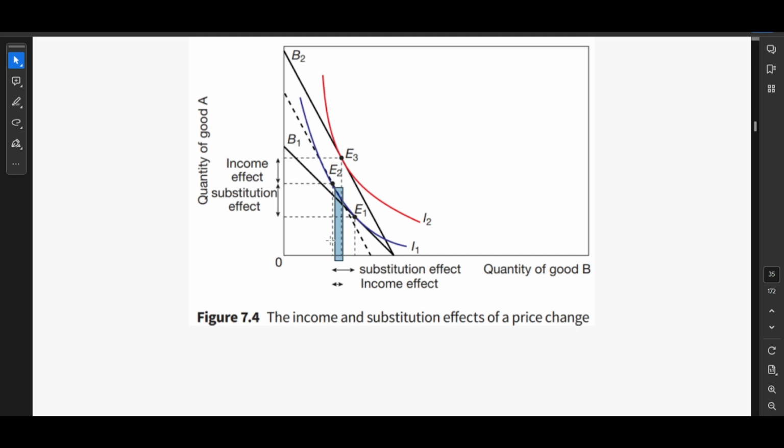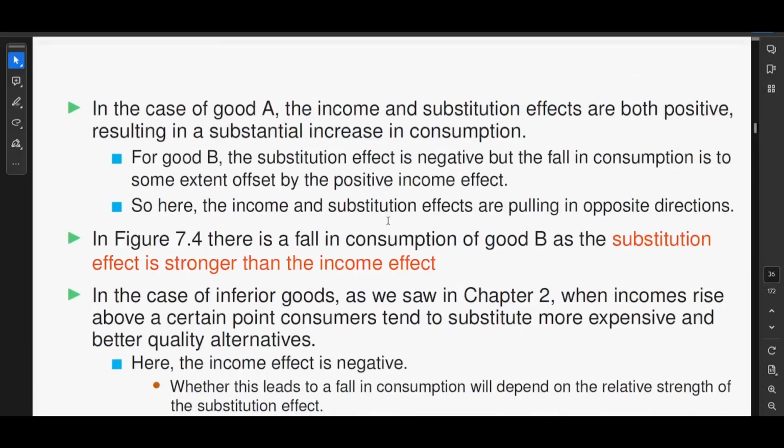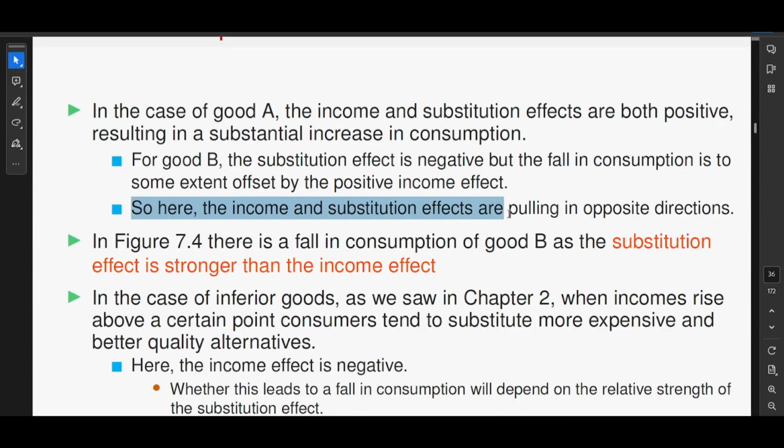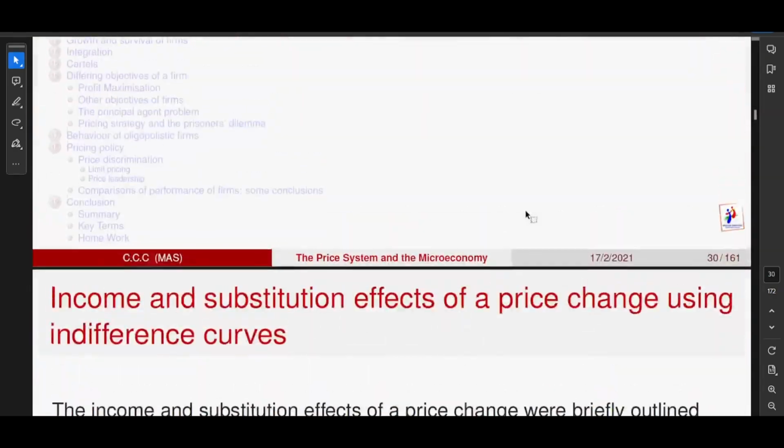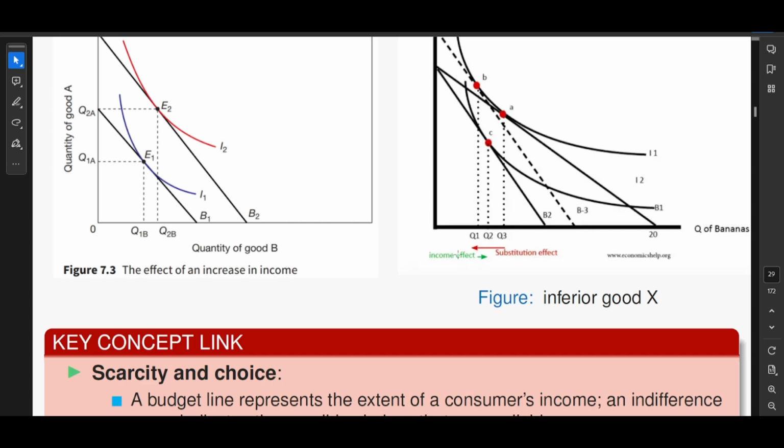So this positive reduces the negative effect, and this is what we're saying here. Here the income and substitution effects are pulling in opposite directions, right? This graph shows it better, right? In the first graph we see the income effect is positive.